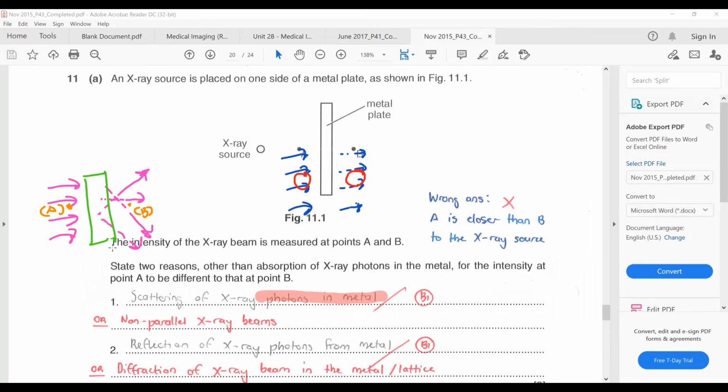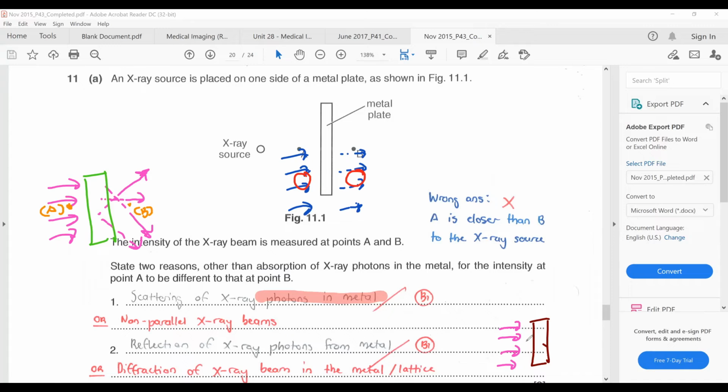Okay. Then another one that you could also see as the reason why the intensity at B will be different than intensity at A is reflection of your X-ray photons from your metal. So it could be a case where this one was your metal, then this one was your X-ray photons.